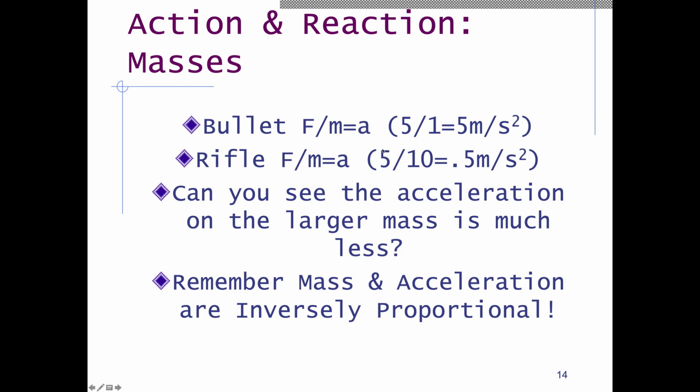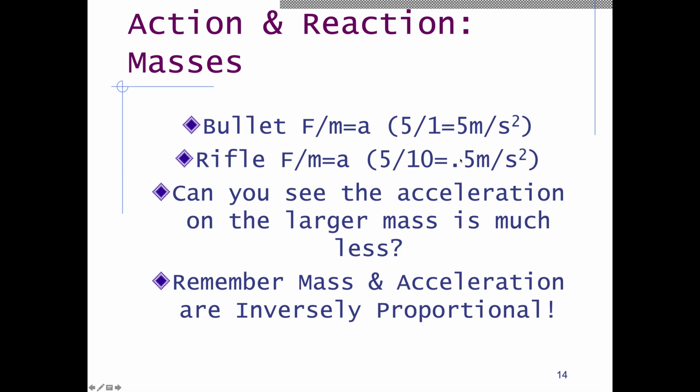So if we said, all right, let's look at the rifle. The rifle's got the same force that took place there, 5 newtons, equal and opposite, but it's pushing back in the opposite direction. And we're going to say the rifle was 10 kilograms. So we take that same force, 5, and now we divide it by 10. I wound up with 0.5 meters per second squared.